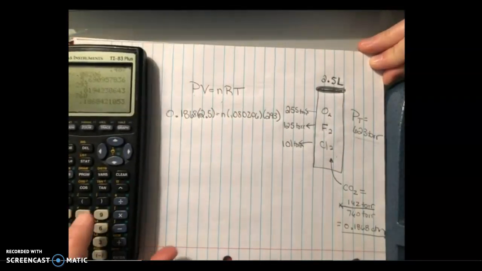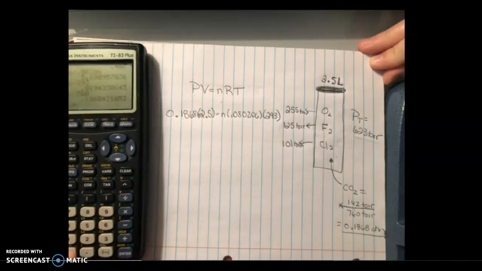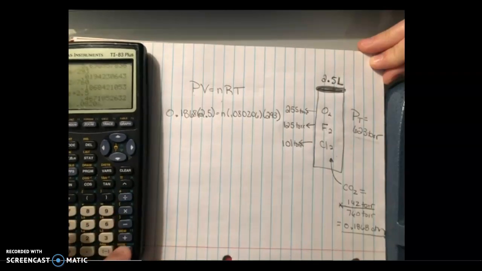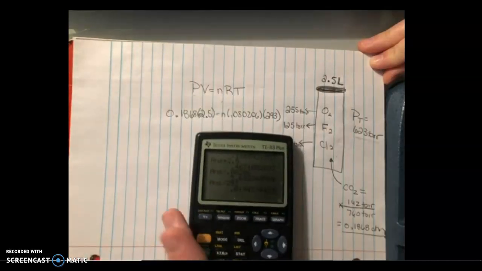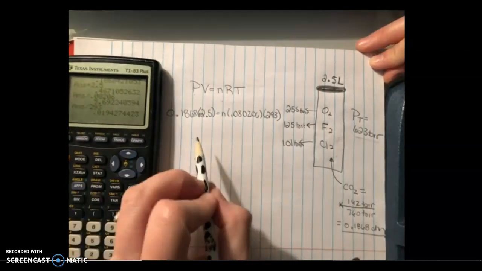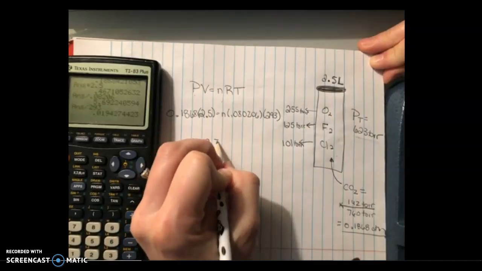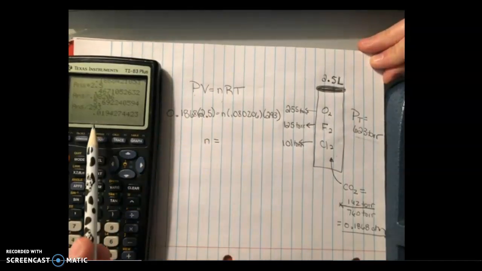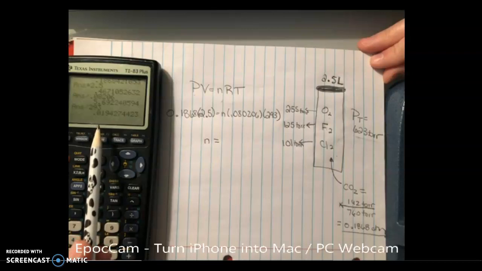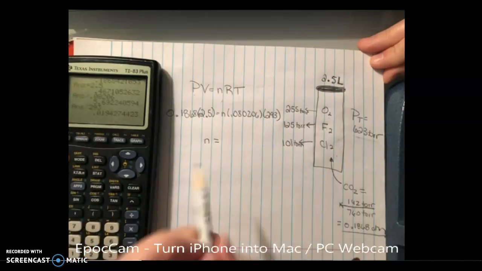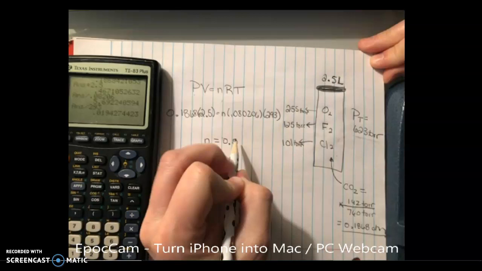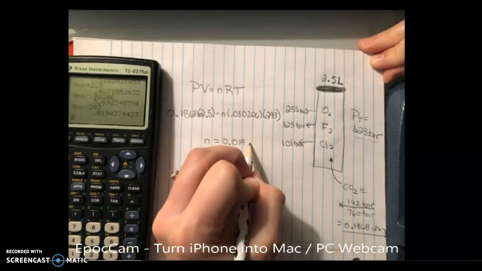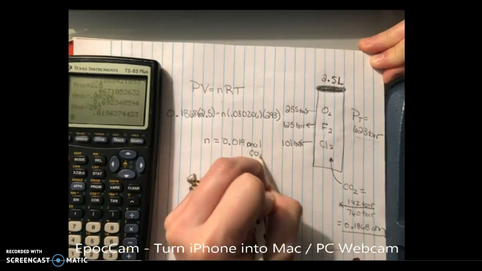So now we are simply solving for n. So we would do that number times 2.5 divided by 0.08206 divided by 293. Remember, I do it a little different than you. And when I do that, the n value is, as you can see here, 0.0194, but for significant figures, I'm only allowed 2. So this will become 0.019 moles of CO2.